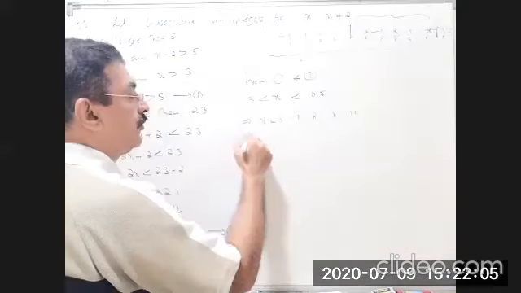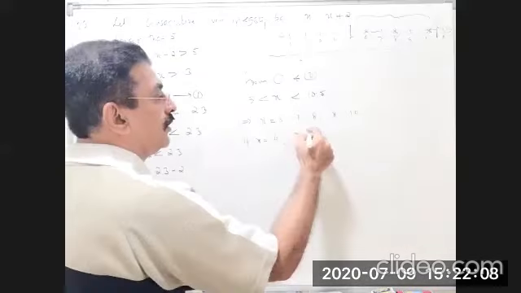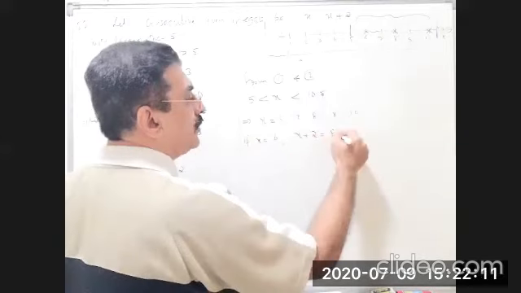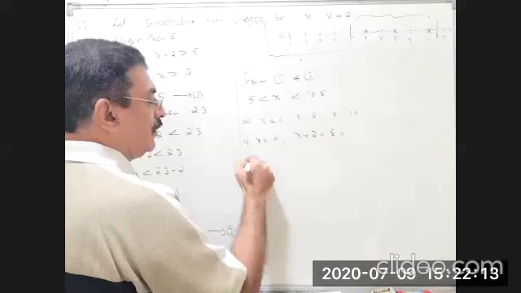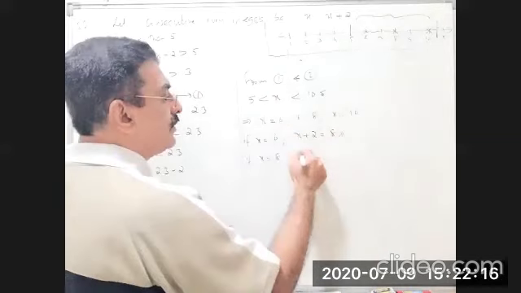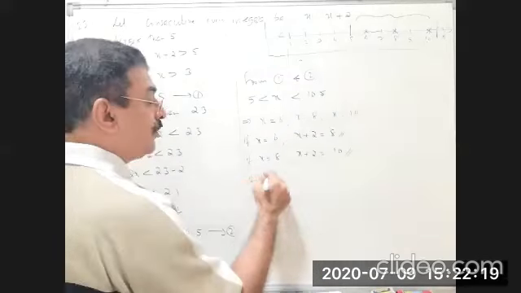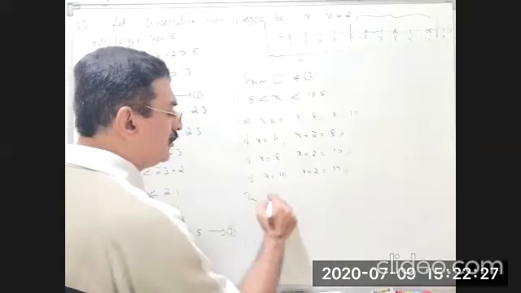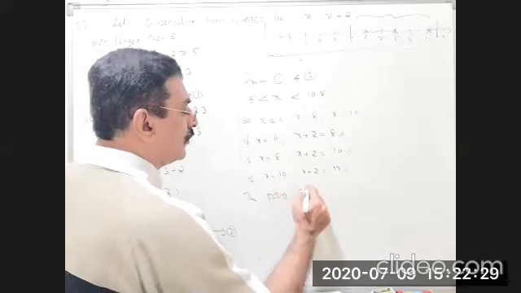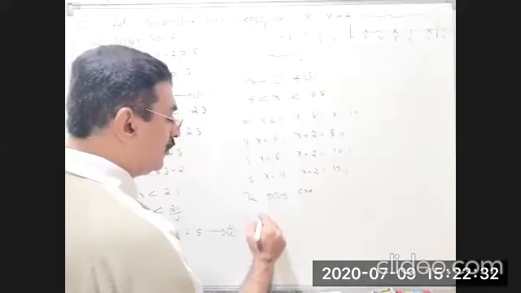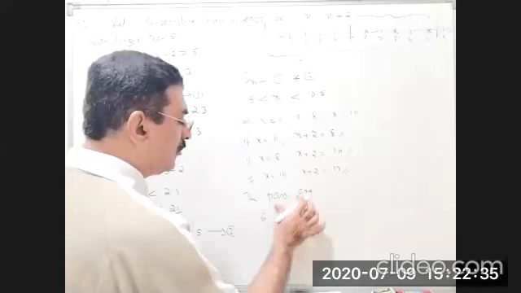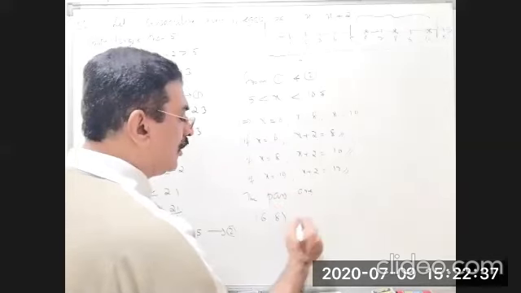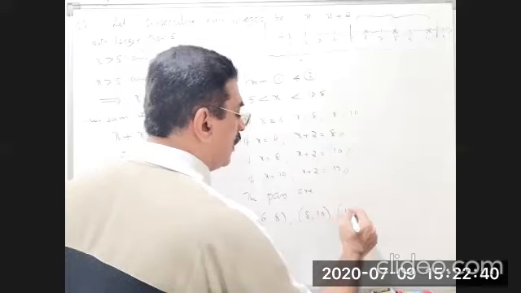So if x is 6, the next number x plus 2 is 6 plus 2, 8. Again, if x is 8, the next number x plus 2 is 10. Again, one more number is there. If x is 10, then the next number x plus 2 is 12. So we got 3 pairs. First pair 6, 8. Second pair 8, 10. And third pair 10, 12. We have 3 pairs. It's complete.